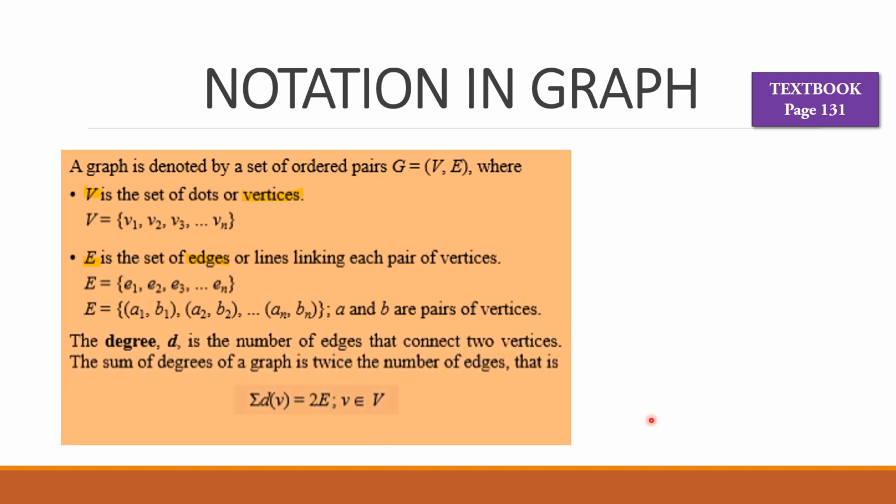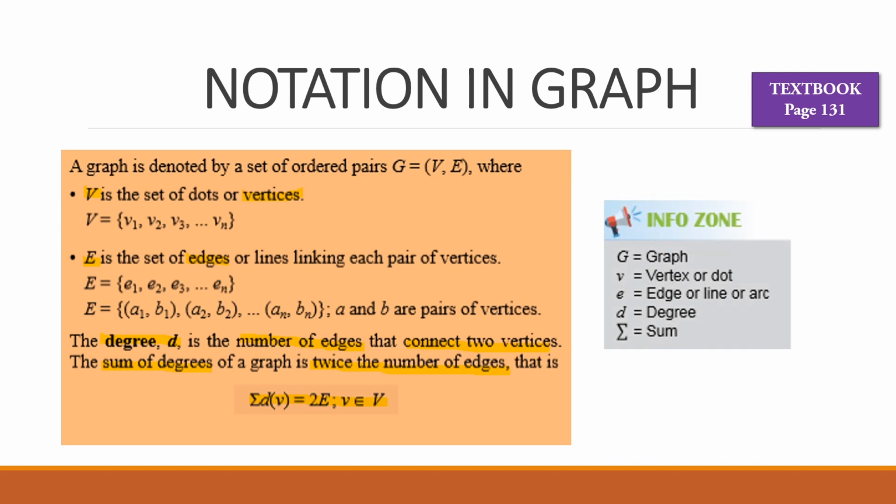Alright, the next thing is degree. What is degree? Degree that we use in network in graph represents the number of edges that connect two vertices. The sum of degrees is twice the number of edges. This is the formula. So if the number of edges is 7, then the sum of degrees will be 14.